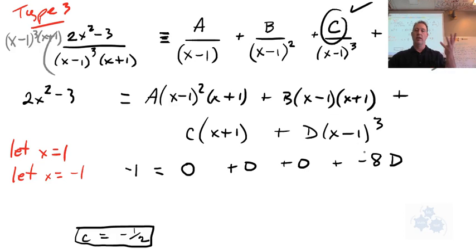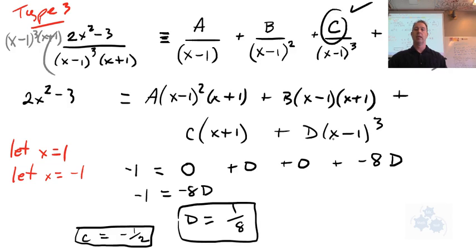Now, by simple substitution, I only have one unknown here. This is going to be -1 equals -8d. d equals +1/8. Is it -1 minus 1? Yeah, -1 minus 1 is -2. So -2 cubed is going to be -8. All right. So we've got C and D. That is really good.